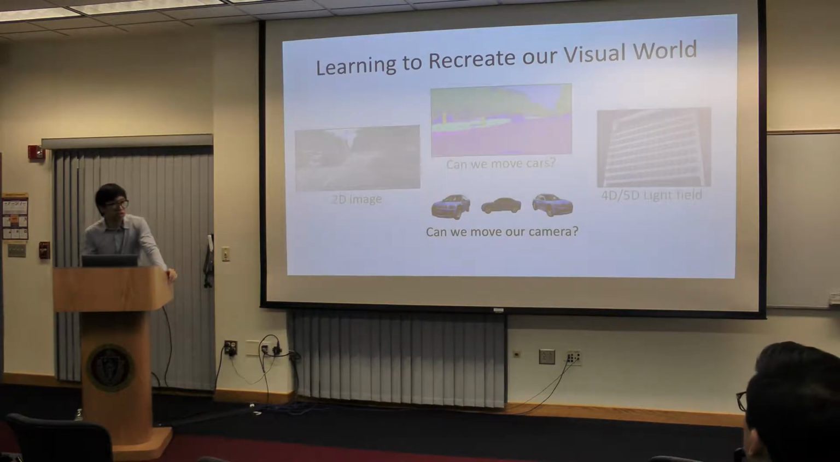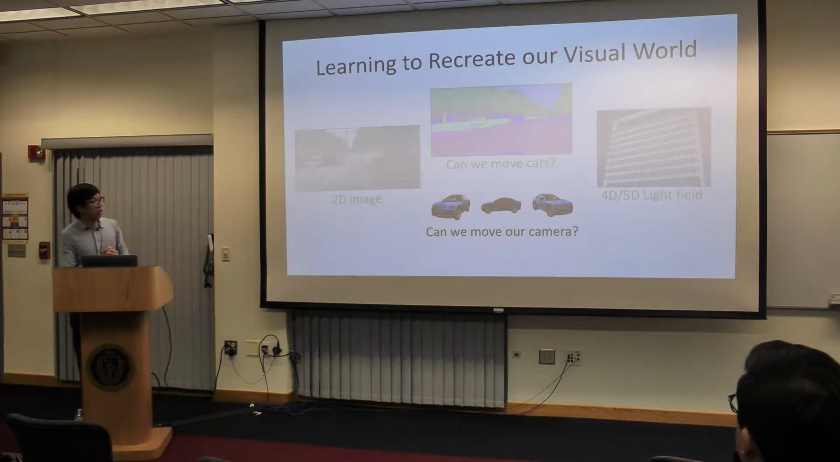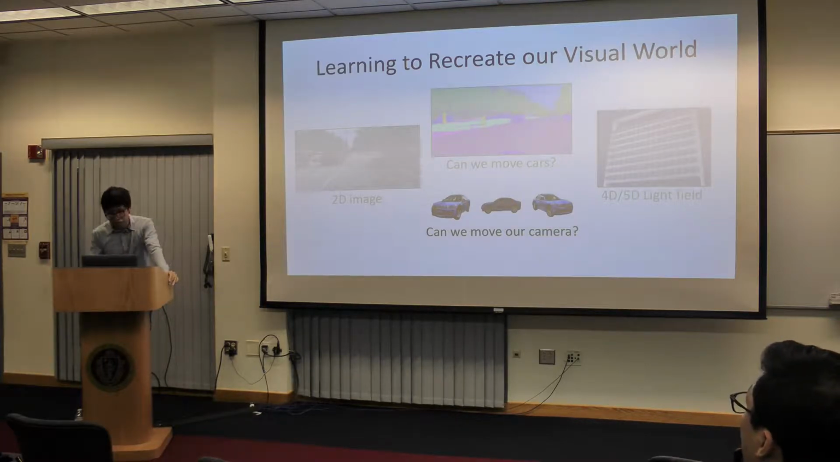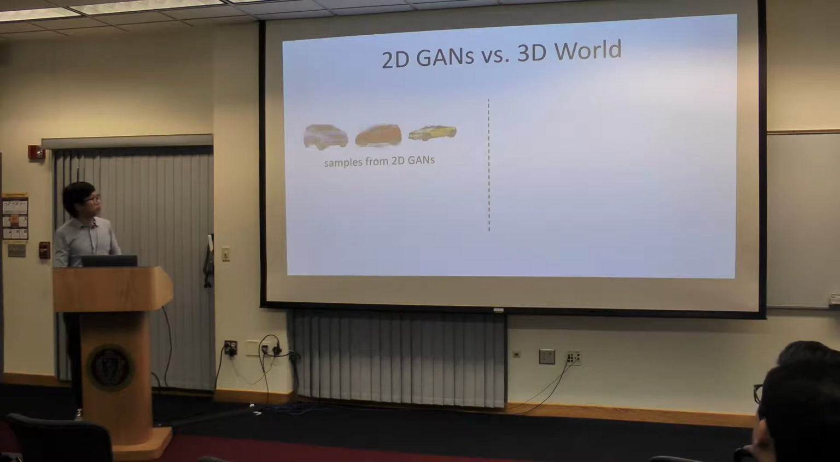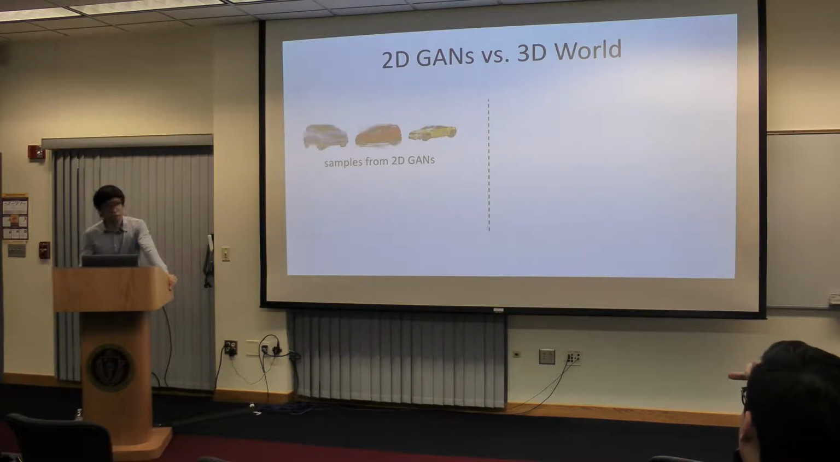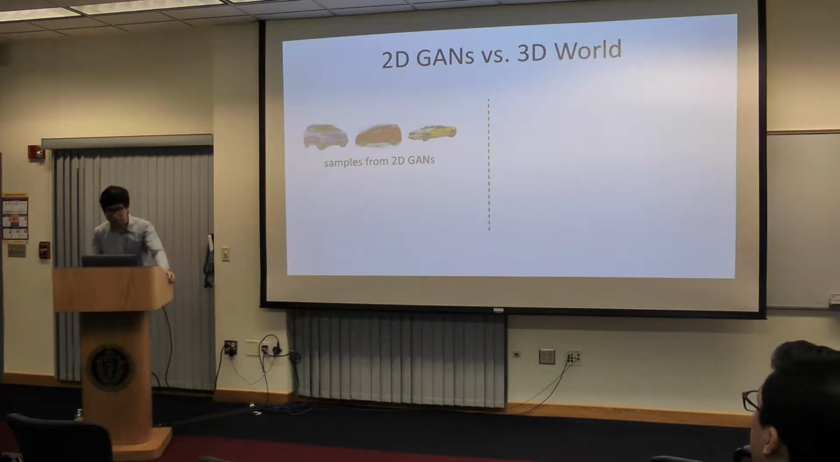So that's one idea. We can generate moving objects. Another idea is, can we generate a moving camera? Can we not only generate a single image, but generate different viewpoints of it? For that, you probably have heard of all these GANs. There are GAN papers every month or every day, but people are still working on generating 2D images. So here are some samples from 2D GANs, but we are living in a 3D world.